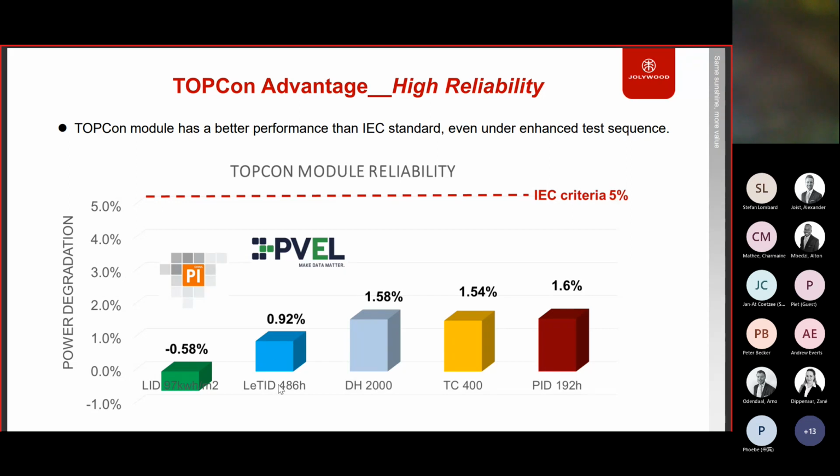And some other enhanced test sequences, like OETID, is only we quote 4 times of IEC standard. It is only 0.92% degradation, and damp heat 2000 hours, thermal cycling 400, and PID 192 hours. All these enhanced tests show power degradation below 2%. It is far below the IEC criteria, which is 5%.